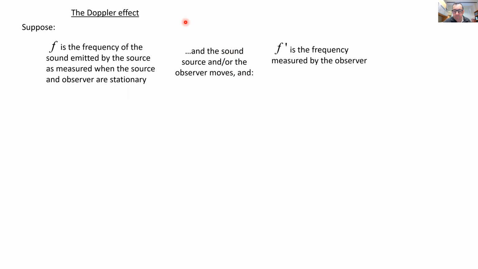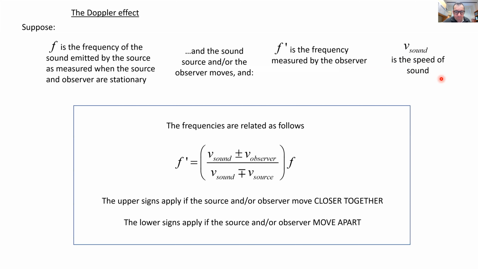Let f prime be the frequency that's measured by the observer. One more thing we need, and that is let v sub sound, v sound, be the speed of sound. And here it is. The frequencies are related by this formula. This is the Doppler formula.